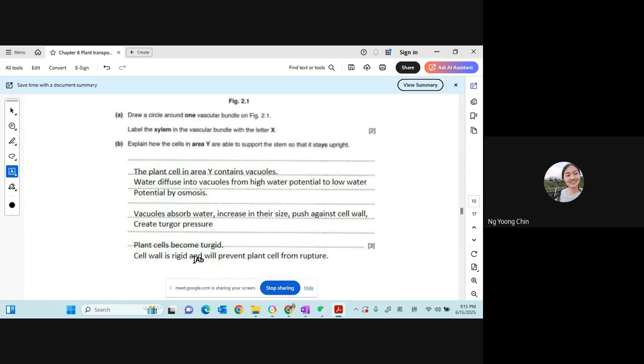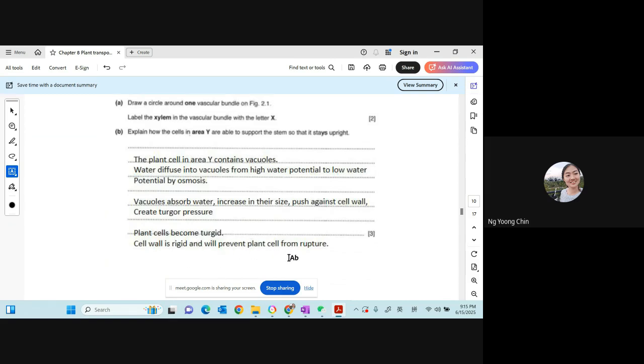Okay, so the cell wall is rigid and it will prevent the plant cell from rupturing. This means that even though the plant cell contains an excessive amount of water, it will not rupture, because of the presence of the cell wall, which is very rigid and very hard. So this will prevent the plant cell from bursting. Right? It's not like an animal cell. In an animal cell, like the red blood cell, when we get excess water within the animal cell it will burst. Because the animal cell only has the cell membrane. They don't have the cell wall. Cell membrane is very fragile compared to the cell wall.